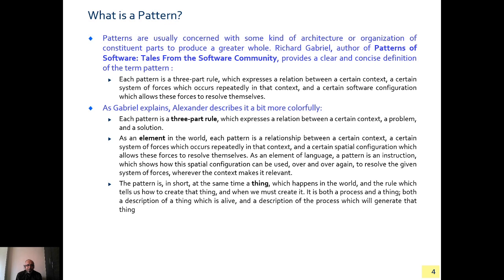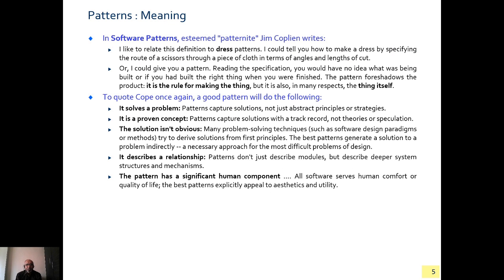So it is the thing which happens in the world, which comes with three things: context, structure and behavior, which are the significant key elements to make things available and alive. Next is the software pattern, that is Patternite. Jim Coplien writes, I like to relate this definition to dress patterns.